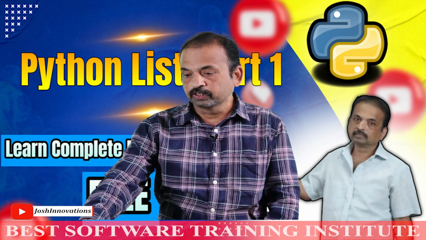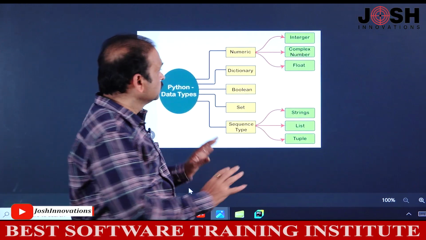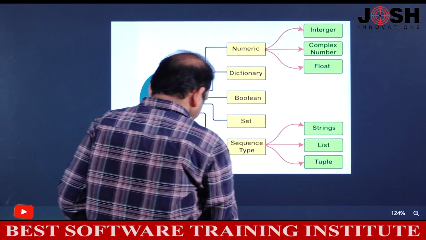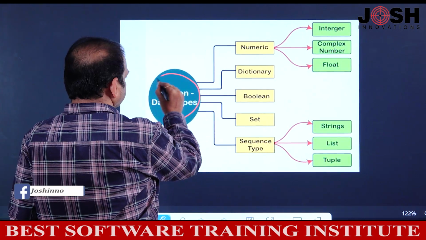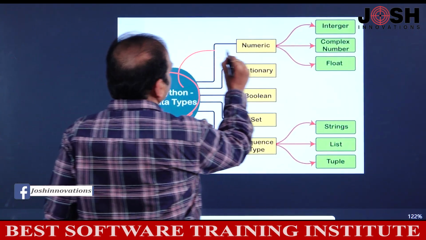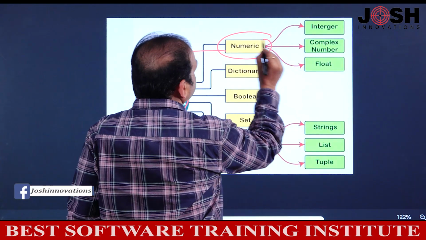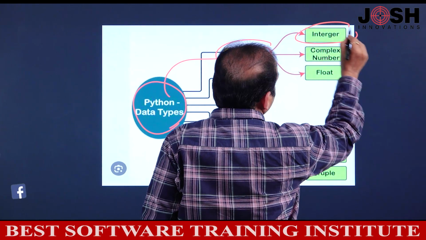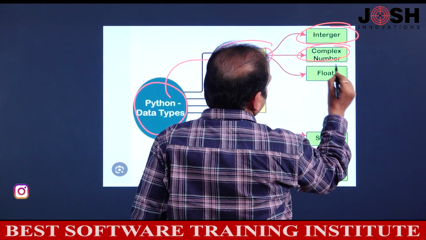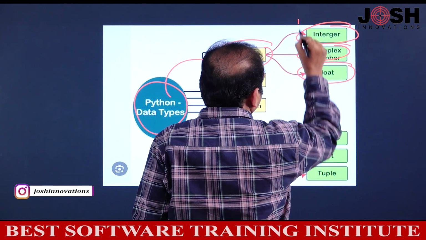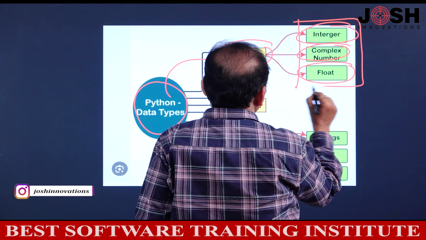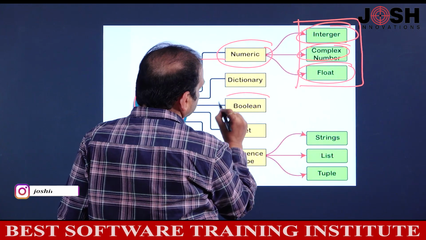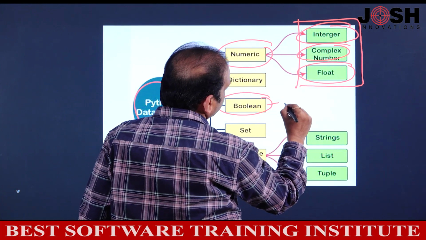Today we'll start a new topic. We have finished data types, numeric. In numeric, we know what is integer, what is complex number, what is float. So we have finished this, and we know what is Boolean. Boolean stores true or false.